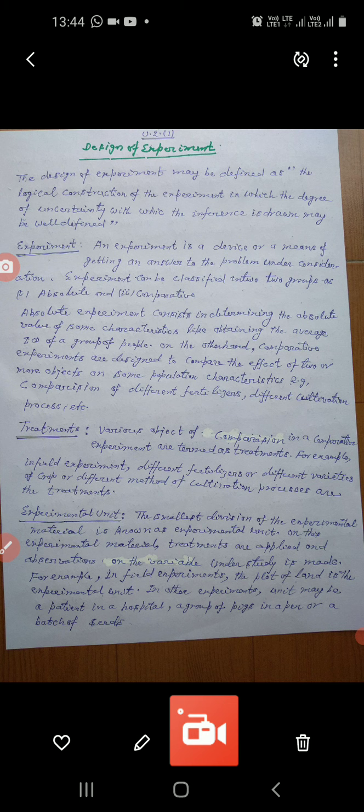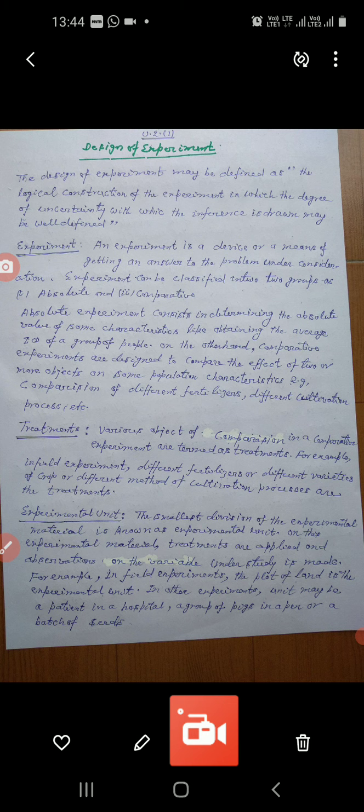Now we will discuss the experimental unit. What is the experimental unit? The smallest division of the experimental material, on which the experiment is done, is known as the experimental unit. On this experimental material, treatments are allocated, are applied, and observations on the variable under study are made.